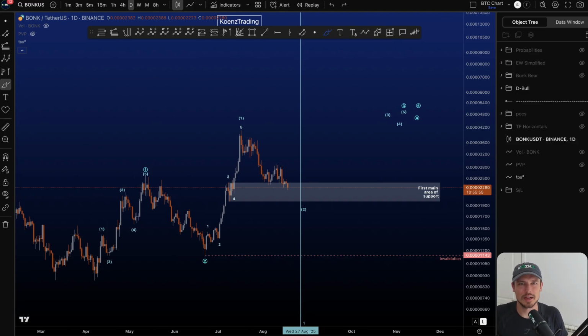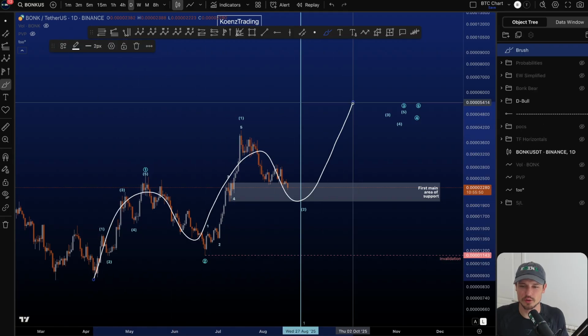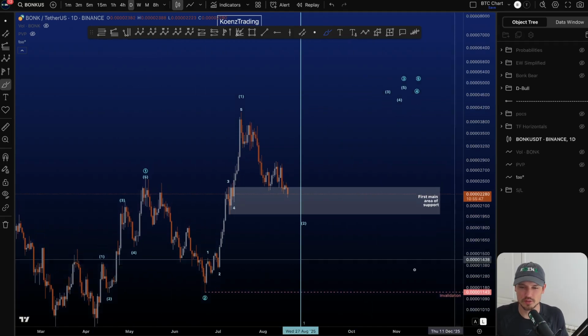Hi everyone, let's cover my Elliott Wave analysis on Bonk. Starting on the daily time frame with the bullish scenario, we're looking at a multi-1-2 and continuation to the upside.